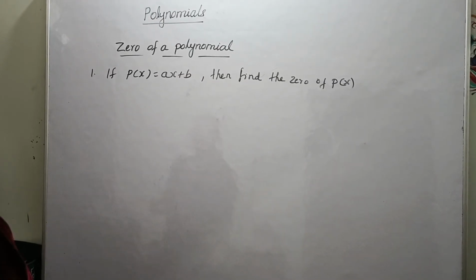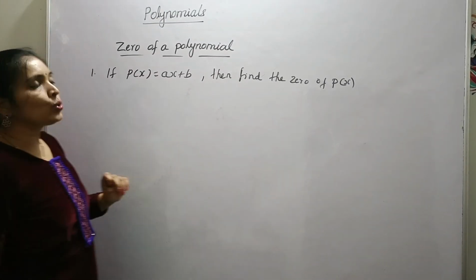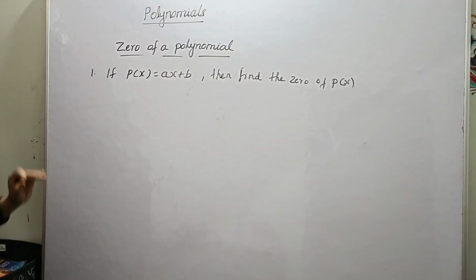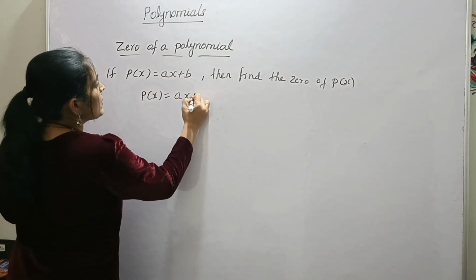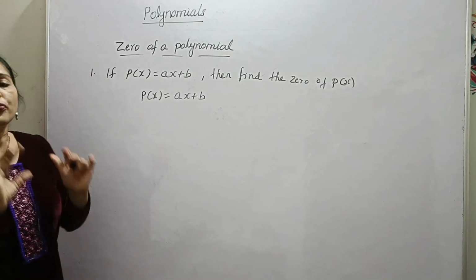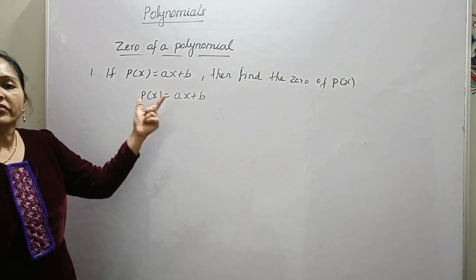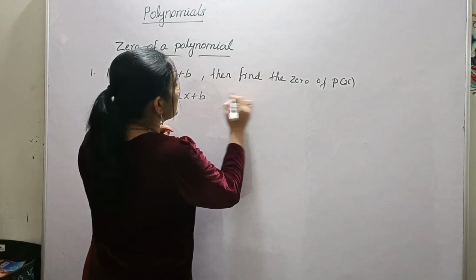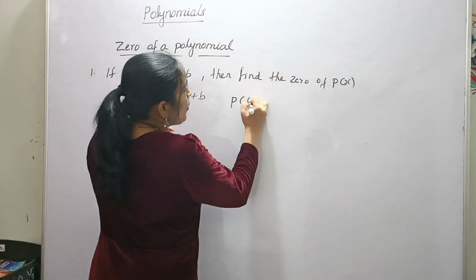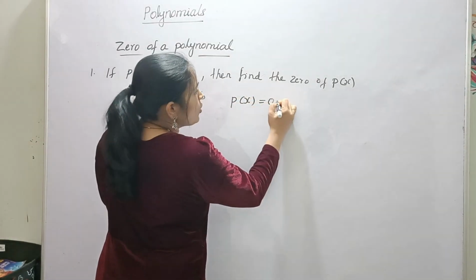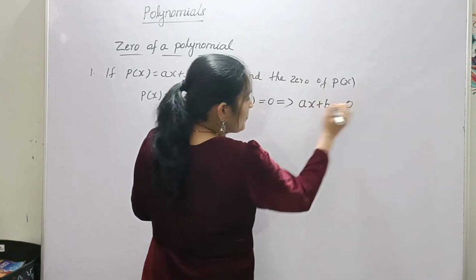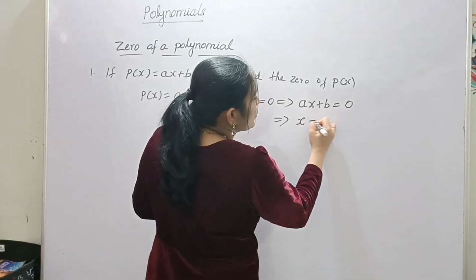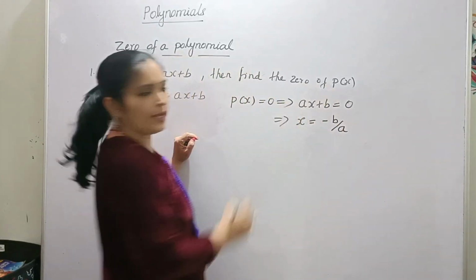Look at an example. If p of x is equal to ax plus b, then find the zero of p of x. Here the given polynomial is p of x is equal to ax plus b. We have to find the zero of this polynomial. For that, we equate this polynomial with 0. p of x is equal to 0, that implies ax plus b is equal to 0, that implies x is equal to minus b divided by a.